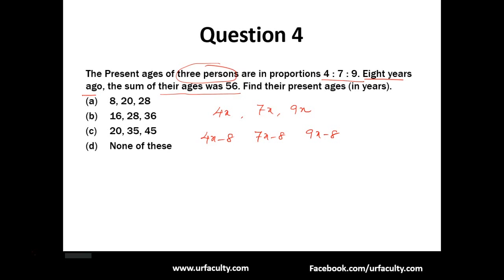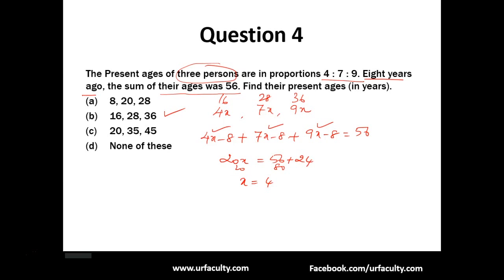And what are they saying? Sum of their ages is equal to 56. So what do we have here? 4x plus 7x, 11, 11 plus 9, 20x minus 24 is equal to 56, so 20x is equal to 56 plus 24. This is 80, this is 20, so x is equal to 4. So what happens now? Their present ages are 16, 7 4s are 28, 9 4s are 36. So their present ages are basically 16, 28 and 36.